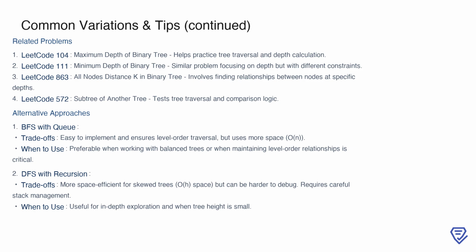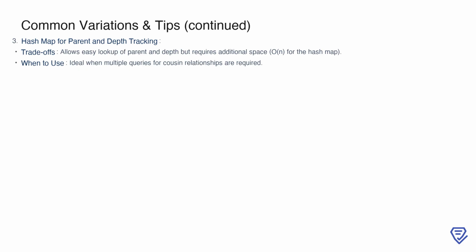Another powerful approach involves using a hash map to track both the parent and depth information for nodes. This method allows for quick lookups, which is especially useful if you need to verify multiple cousin relationships in the same tree. The trade-off is that it requires additional space, specifically O(n), for the hash map, but the efficiency in querying makes it ideal for scenarios where repeated checks are necessary.